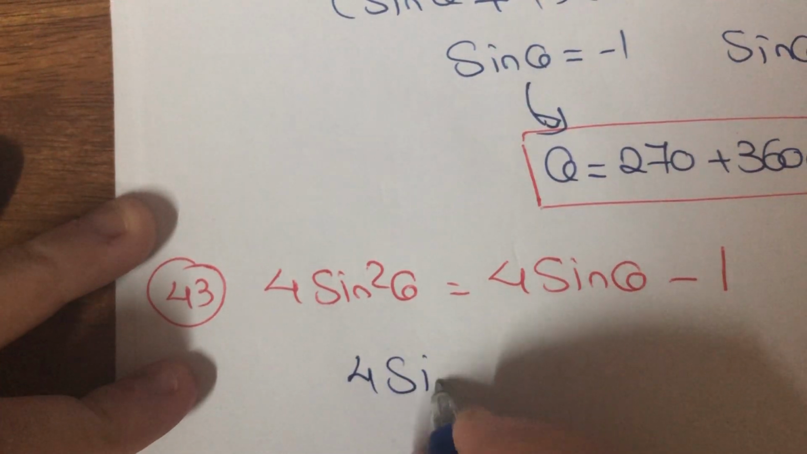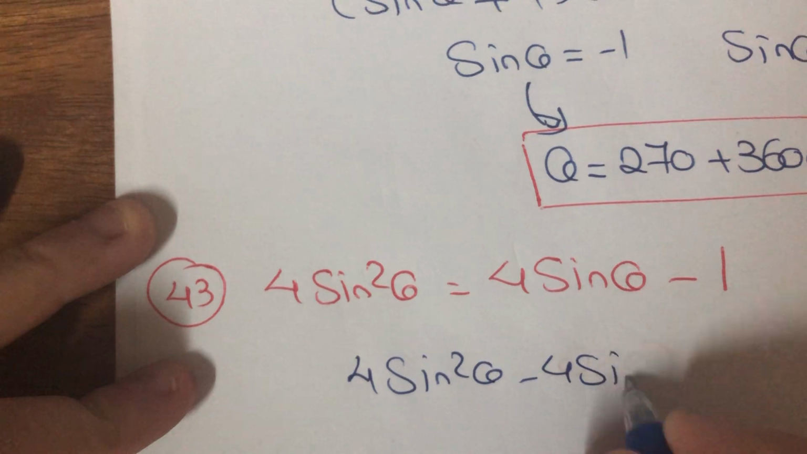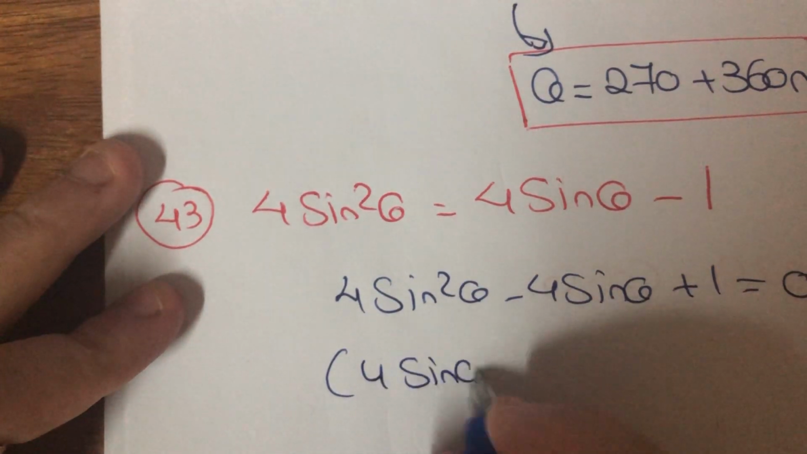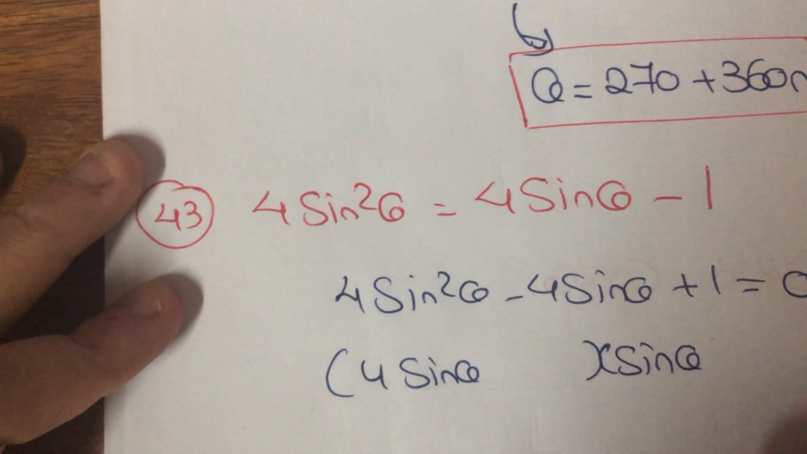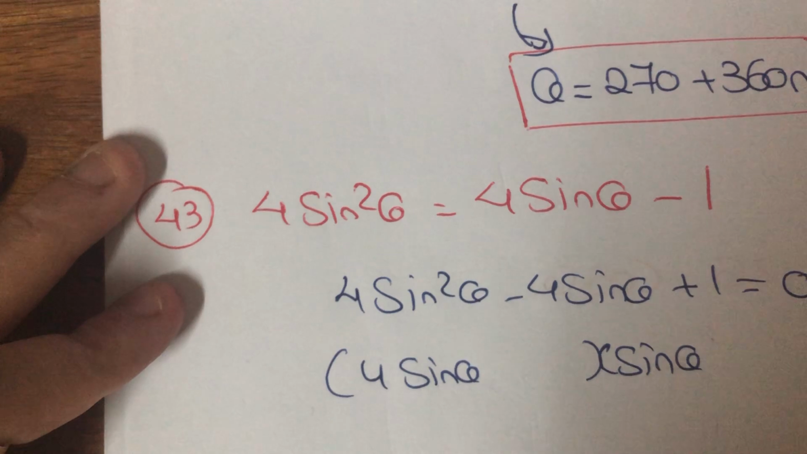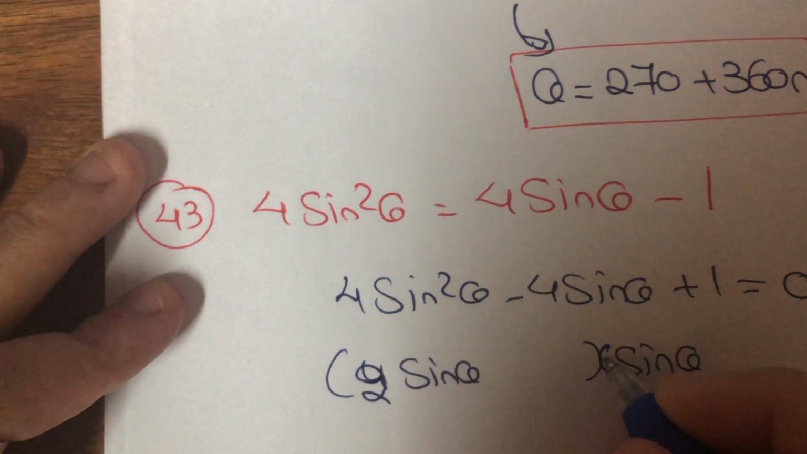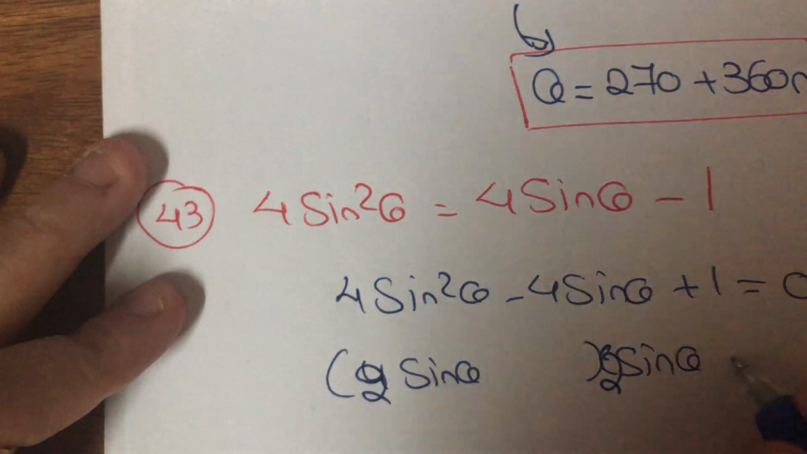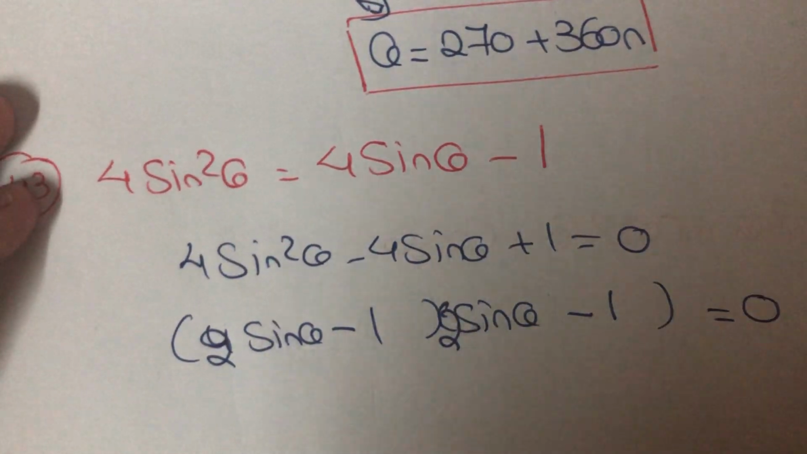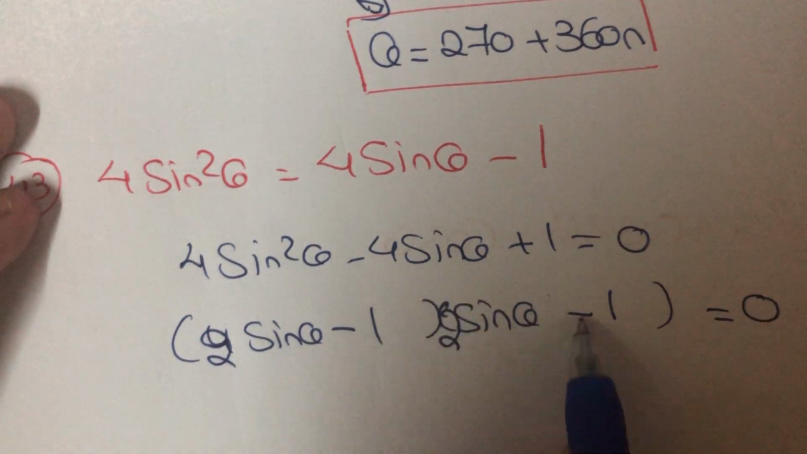So 4 sine squared theta minus 4 sine theta plus 1 equals 0. 4 sine theta. Actually, not 4, I think that will not work. So 2 and 2, and I think minus 1 and minus 1 would work. Yeah, because I'm going to get a negative 4 and here a plus 1.